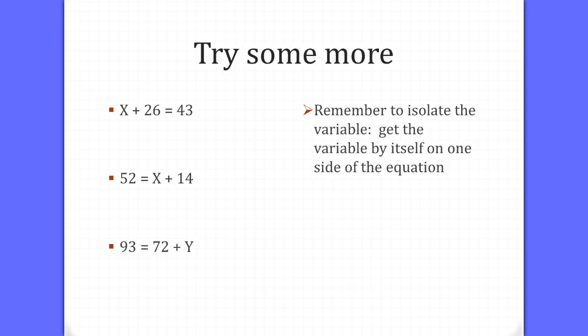Here are a few more problems to try on your own. Watching this, you should be able to pause it, write these problems down, and then watch me work you through them to see if you did them right. And the reminder here says: remember to isolate the variable. That means get the variable by itself on one side of the equation.